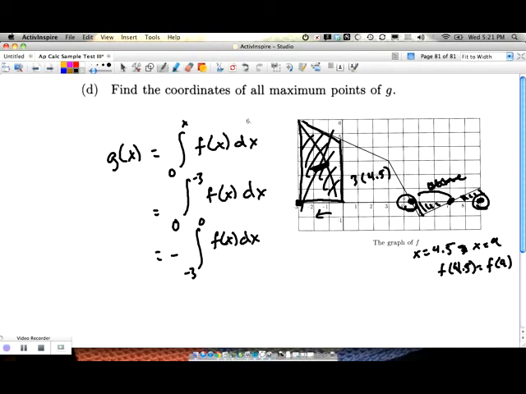So the coordinates, well, at 4.5 we hit a maximum. And we know that that area is going to be 3 times 4.5. So this is one of the maxes. The second one would be the same value, which is at the end here. So that's going to be at 9, and this is the same y value, 3 times 4.5.